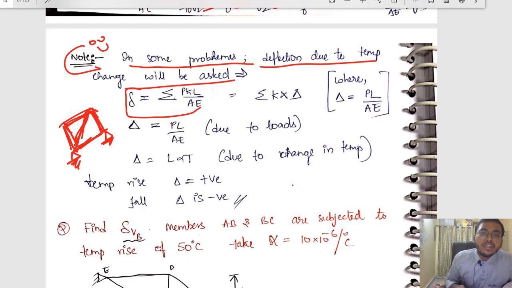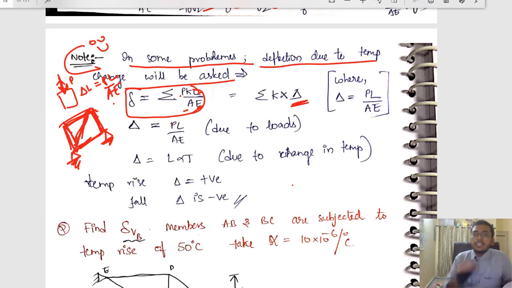Very simple. What is your delta value, the deflection value? PKL by AE, right? I hope you remember from SOM, if there is any load applied, what is the deflection, or delta L? PL by AE, right? Same thing. That deflection is PL by AE. So in place of PL by AE, I am writing delta, the deflection due to loading. So I can write the deflection as summation of K into delta. Agreed? Okay, now there is no load.